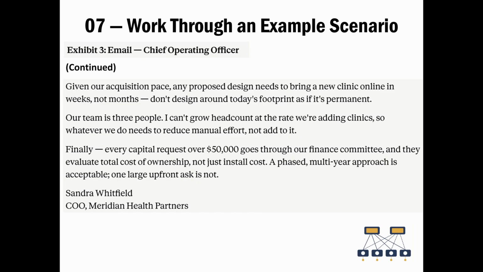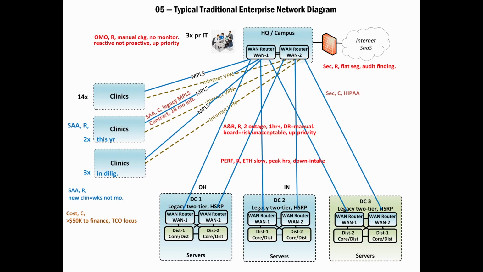Let's continue to read. Every capital request over $50,000 goes through our finance committee, and they evaluate total cost of ownership, not just install cost. My understanding, this is a constraint and map it to cost, so we can extract and update cost, C, greater than $50,000 to finance, TCO focus.